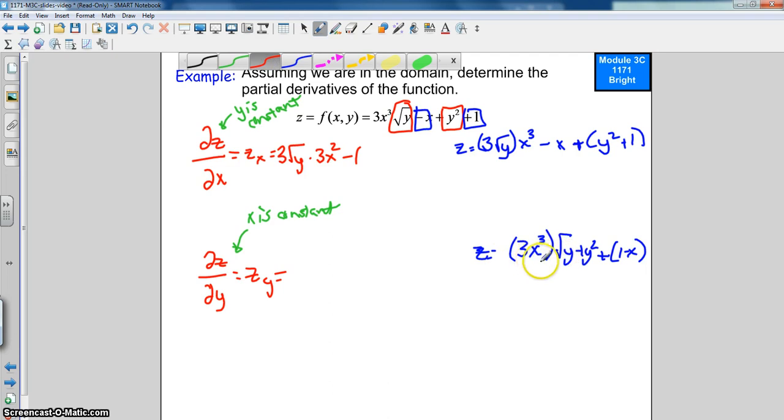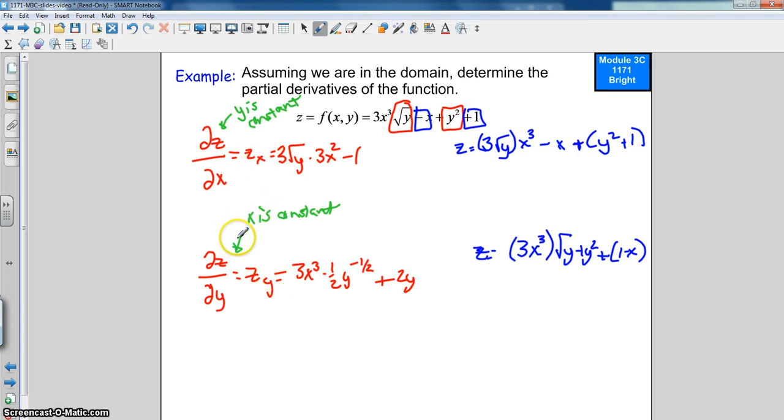Okay, so now I want to differentiate this. So the 3x cubed, sorry, stays the same. The derivative of the square root of y is 1/2 y to the minus 1/2. And then the derivative of y squared is 2y. And lastly, that's a constant, so I'm done. Okay.